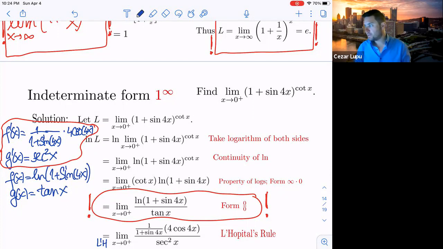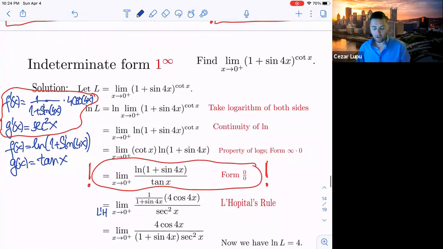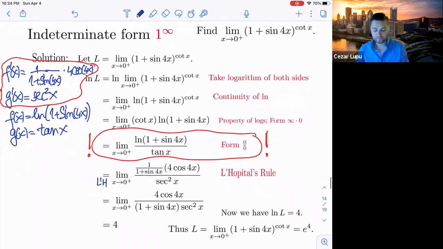And now we can do some algebra here, right? And by just doing some algebra, we're going to end up with this. So it's the limit as x approaches 0 plus, so 0 from the right, of 4 times cosine of 4x, everything over 1 plus sine of 4x times secant squared. Well, clearly the top will give us 4, and the bottom will give us 1, right? So it's 4 times 1 over 1 plus 0 times 1. So the result will be 4.